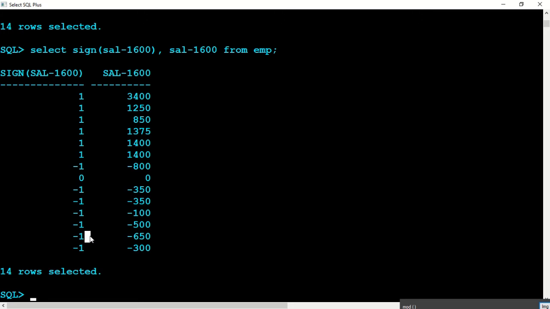Now let's understand what MOD is. So it says select MOD of 10, 2, 10, 5 from dual.